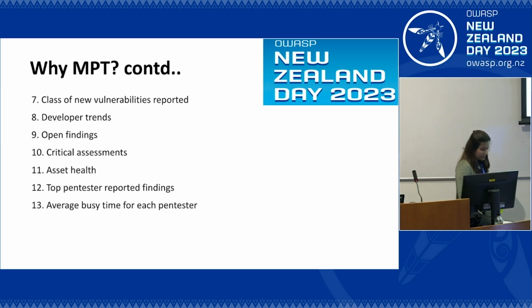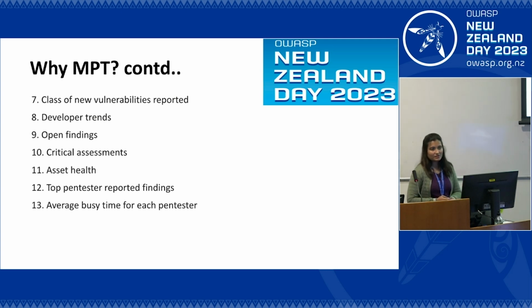Class of new vulnerabilities reported, right? Each year we have new classes of vulnerabilities coming up. You see OWASP taking time to refresh their top 10 list every now and then. The reason being, old classes of vulnerabilities become obsolete and new classes of vulnerabilities take their place. So we also have to analyze whether we are spending time fixing new classes of vulnerabilities or we are still way back. Developer trends: how the developers are reacting to your vulnerability reports. Are they able to understand? Are they able to fix the vulnerabilities?